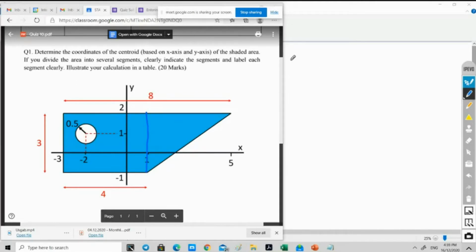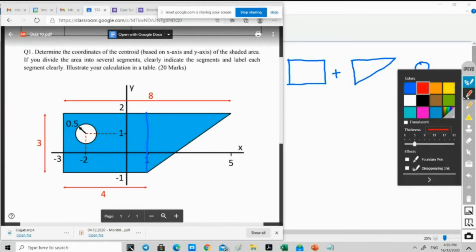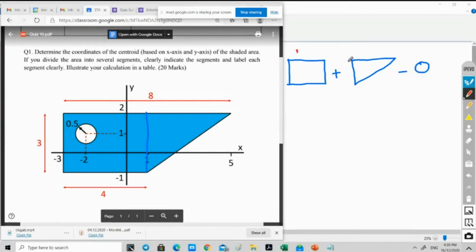So basically, we have the rectangle plus the triangle minus the circle, right? So that is the three elements that we have to compute. Let's say it's number 1, number 2, and number 3. Right, and then if you divide into several segments, clearly indicate which segment and label each of them. Clearly illustrate your calculation in a table.